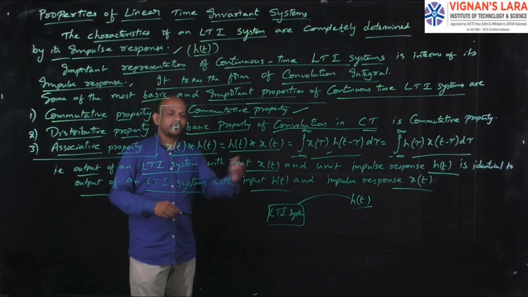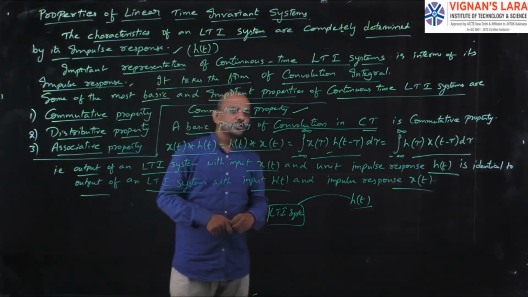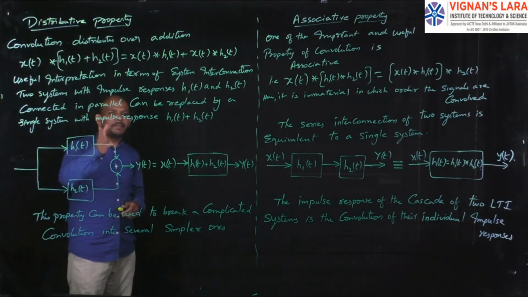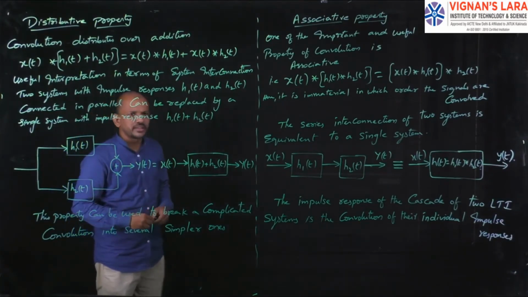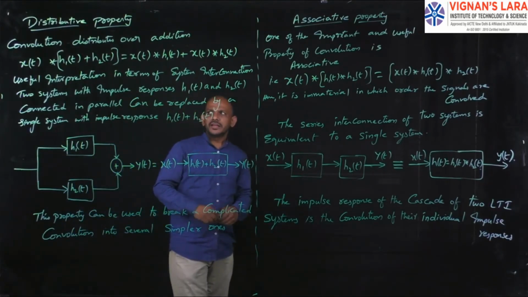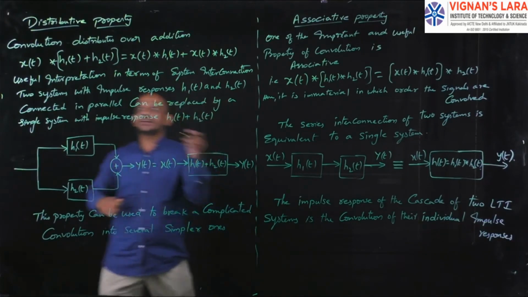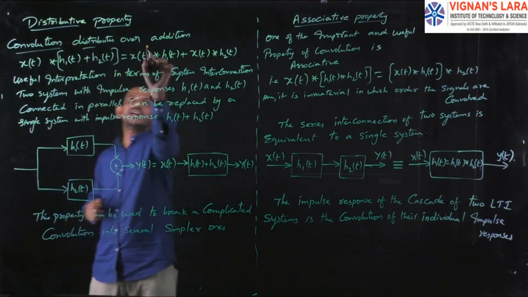Okay, next we move on to the distributive property, the second one. Another basic property of convolution is the distributive property. Specifically, the convolution distributes over addition.